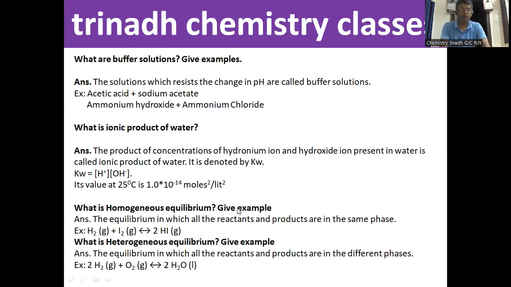The next one is, what is homogeneous equilibrium? Give an example. It is one in which the reactants and products are in the same phase. Heterogeneous means the reactants and products are in different phases. Please remember, while giving examples, we need to specify the phases. If phases are not specified, marks will not be given.